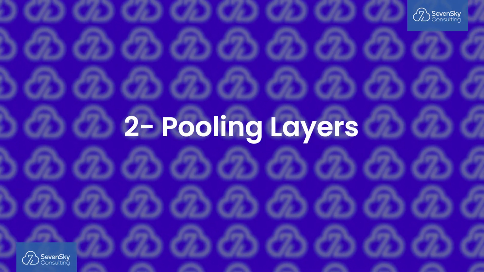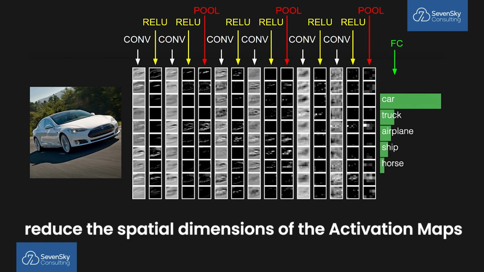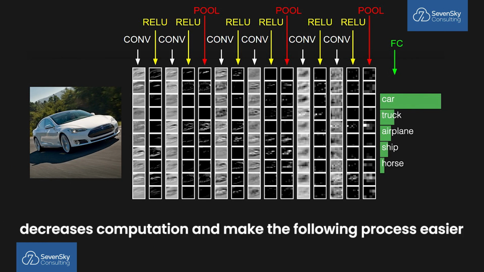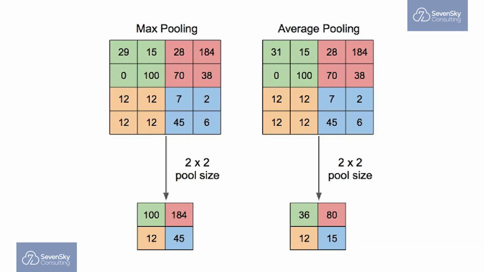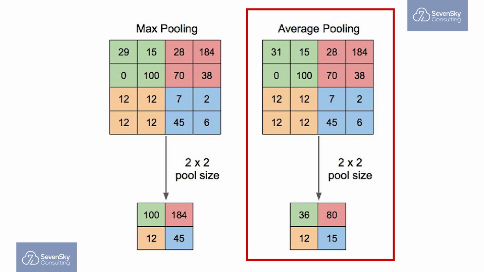2. Pooling layers. These layers reduce the spatial dimensions of the activation maps, which decreases computation and makes the following process easier. Common pooling methods include max pooling, taking the maximum value, and average pooling, taking the average value.